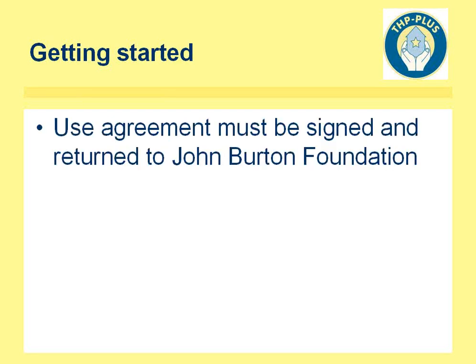So let's talk about how you can get started. In addition to this training, what all agencies need to do is sign and return a use agreement to the John Burton Foundation. And those use agreements are specific to either providers or to counties. And we've received those from most of the agencies participating in today's training, but if for some reason you have not yet completed that use agreement, that does need to be returned to us before you can use the system.